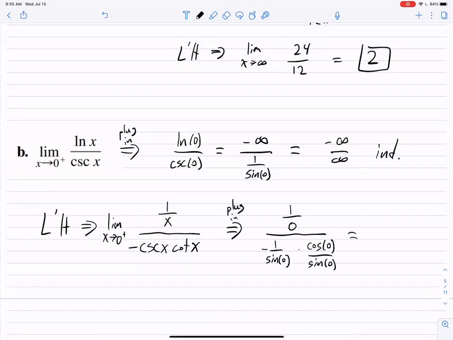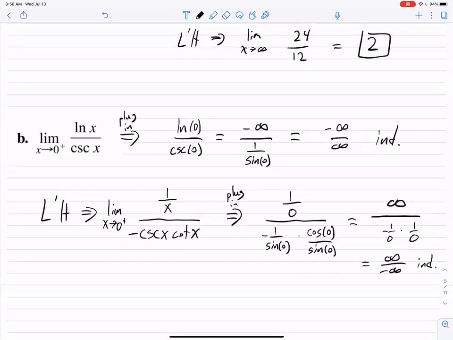And so what does that equal? That'll be infinity over, and then what is this going to be? This will be infinity, and then times 1 over 0. Because this is 1 over 0, this is also 1 over 0. And so it's 1 over 0 times 1 over 0, and it's going to end up being negative 1 over 0 times 1 over 0. And so that's equal to infinity over negative infinity. And so this is also indeterminate.